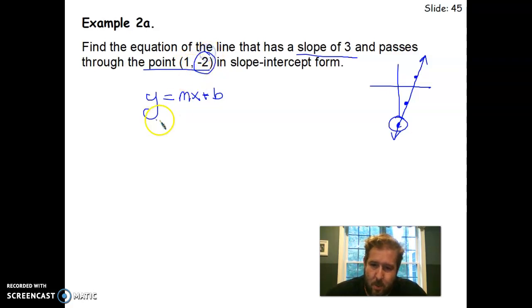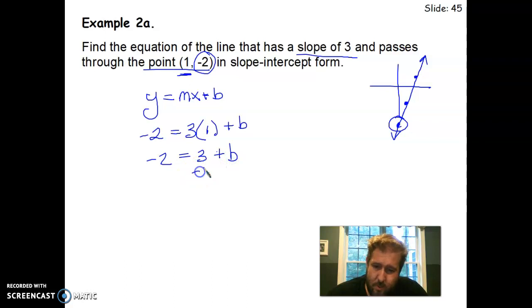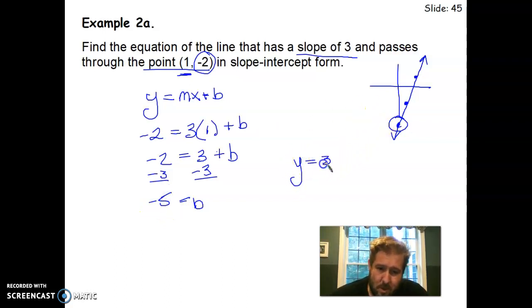So I'm going to take this point. That's the y. The slope is 3. The x, which is right here, is 1. And let's solve for b and figure out what that y-intercept has to be. 3 times 1 is 3. Subtract 3 from both sides. Okay, and it looks like it's not going to be a fraction. It's going to be exactly negative 5. So there's our equation. y equals 3x minus 5.